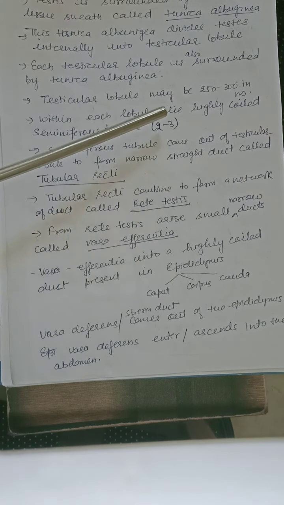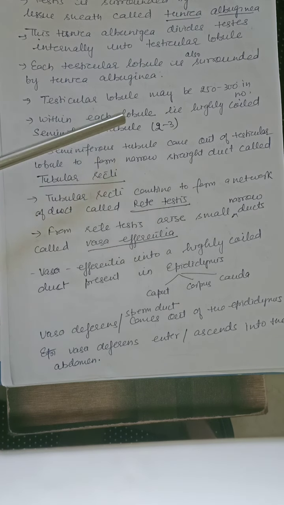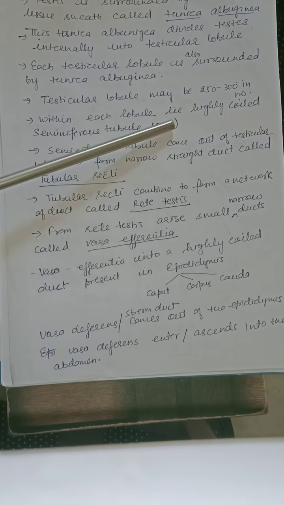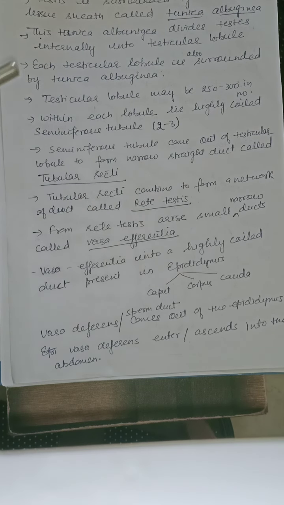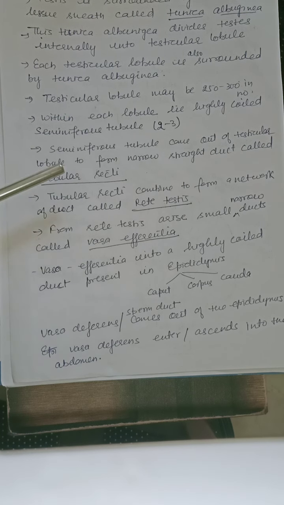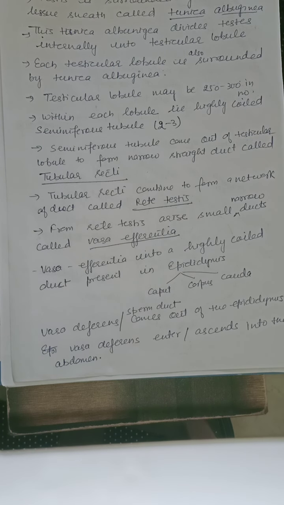Within each lobule lie highly coiled seminiferous tubules. They are 1 to 3 in number. Seminiferous tubules come out of the testicular lobule to form a narrow straight duct called tubuli recti. I have shown you that seminiferous tubules are highly coiled. When they emerge out from the testicular lobule, they emerge in the form of a straight tube called tubuli recti. Tubuli recti continue to form a network of ducts called rete testis.